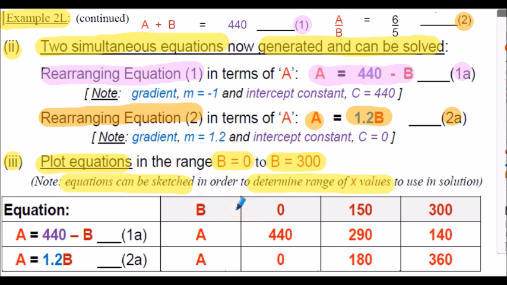So for the moment, given 3 points of B at 0, 150 and 300, we can now calculate the values of A for equation 1A, given on this line here, and the values of A in equation 2A, given here.